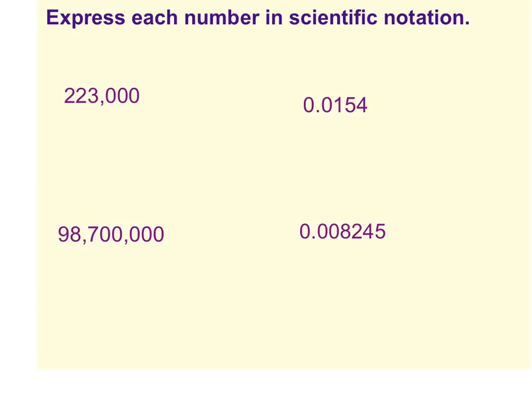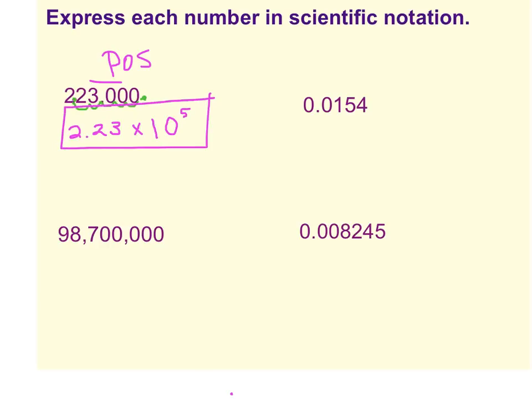So you have 223,000. Your decimal is going to go after the 2. So I'm going to have 2.23. And I can kind of ignore all those zeros on the end. This is going to be times 10 to some power. Now because 223,000 is a big number, I want a positive exponent. And to get the exponent, count from the decimal at the end, the period at the end, to the decimal right here. How many spaces in between? 1, 2, 3, 4, 5. So positive 5 power.